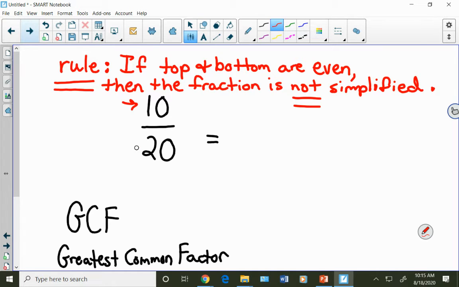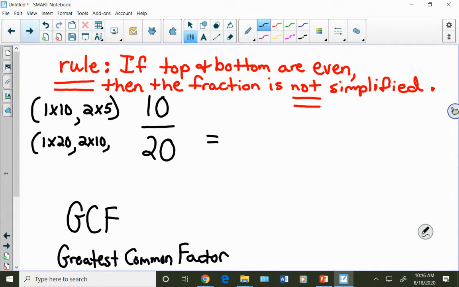Now, the way you do that is you list the factors, numbers that can be multiplied together to get 10, which is 1 times 10, and the other factors are 2 times 5. That's how we get factors of 10. Now, what are the factors of 20? Well, 1 times 20, 2 times 10, and there's one more, 4 times 5.